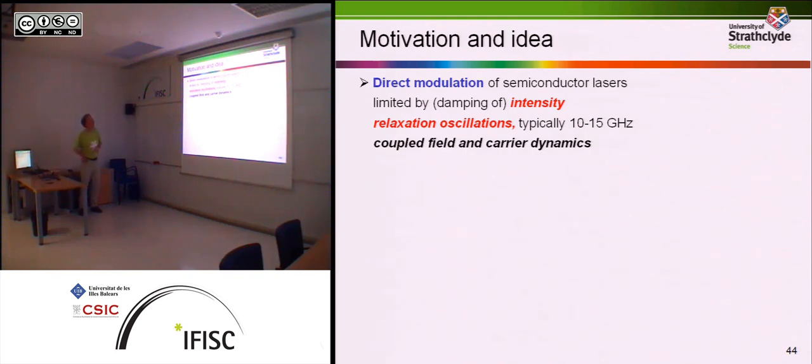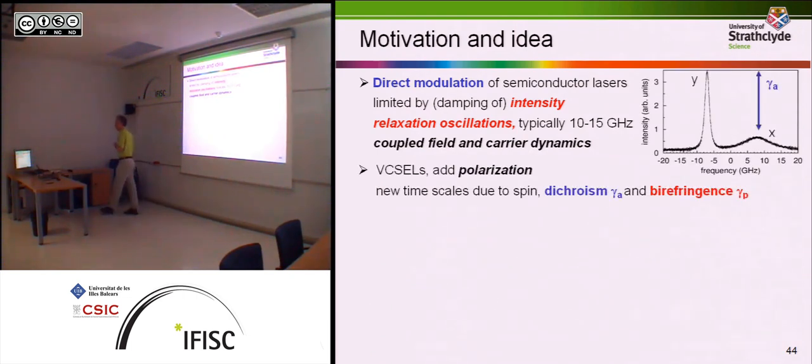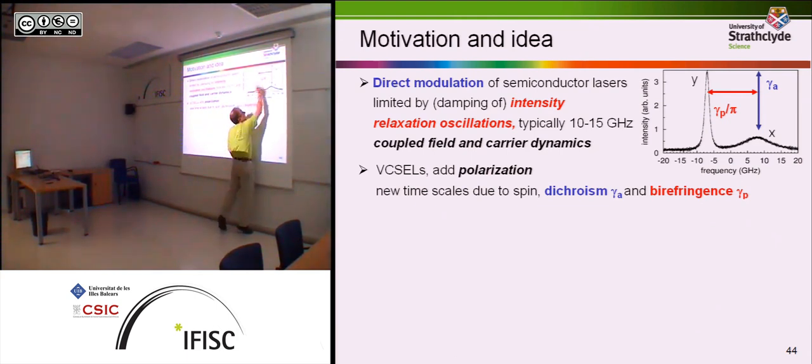And the idea is, if you have a laser which knows only about field and carriers, I told you roughly the time scale between the two is a factor of 100. This leads to relaxation oscillations, and thus limits the modulation bandwidth of these devices to typically 10 to 15 gigahertz. So now in VCSELs you can add polarization, and that gives you two additional time scales. One is given by the birefringence, that's the one we are going to exploit, and the dichroism is actually a nuisance. So the dichroism describes the difference in amplitude and gain between the two polarization components, and the birefringence is the difference in frequency between the two polarization components.